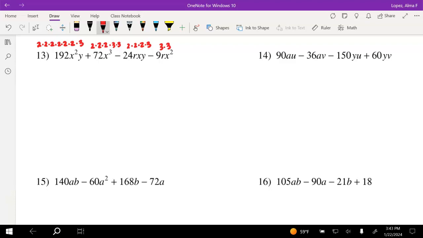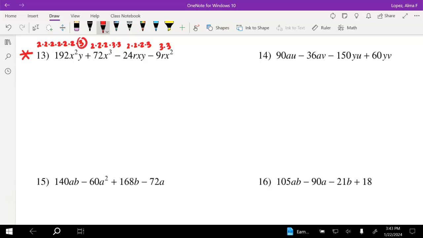You're still going to need the prime factorization. And it looks like these are going to have at least a 3 in common. So I'm going to put a star by it. That means we will be doing greatest common factor first and then finish it up with factoring by grouping.